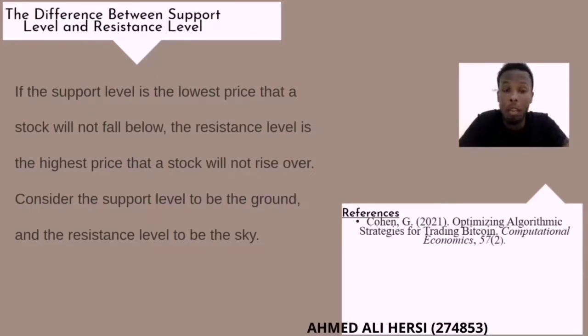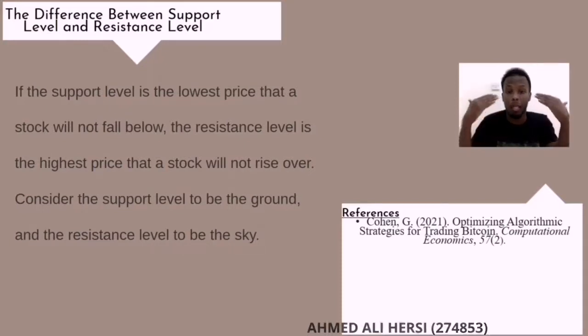If the support level is the lowest price that a stock will not fall below, the resistance level is the highest price that a stock will not rise over. Consider the support level to be the ground and the resistance level to be the sky.